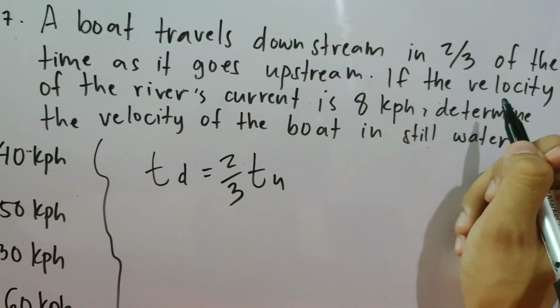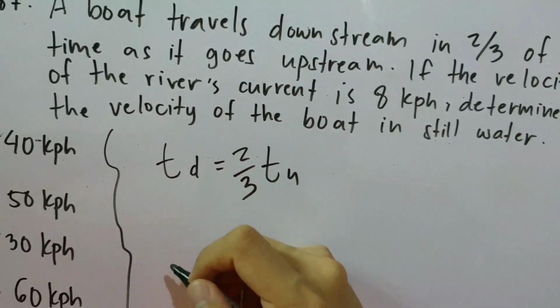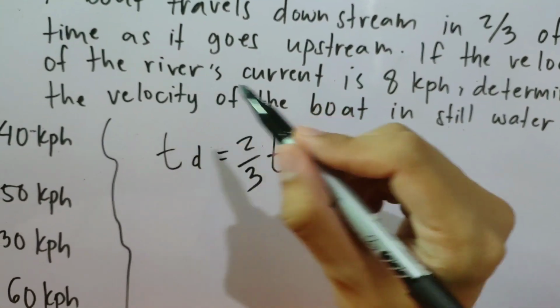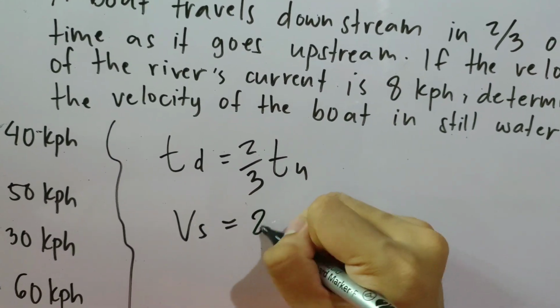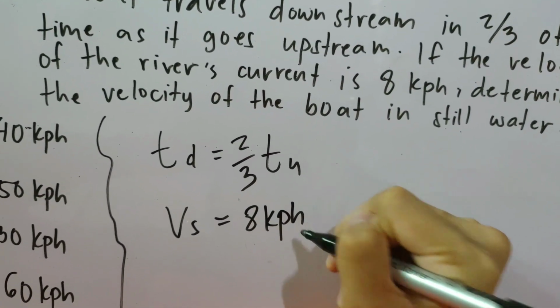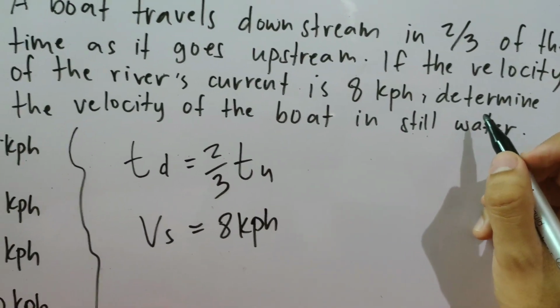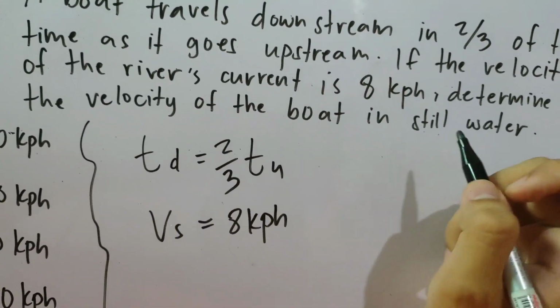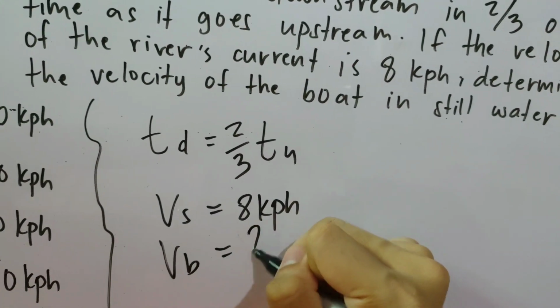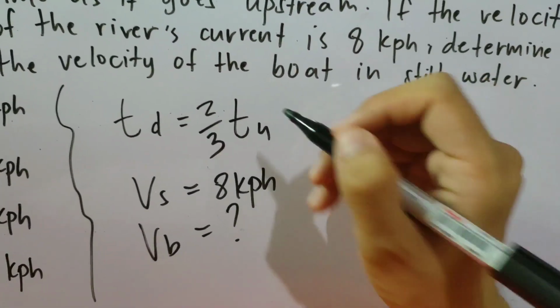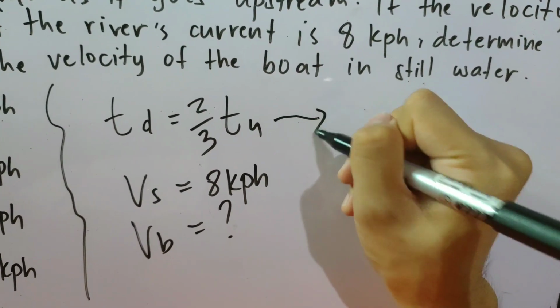Tapos, yung velocity daw ng reverse current is 8 kph. So, the same yan as the velocity of the stream or Vs. So, yung Vs natin is 8 kph. Tapos, ang hinahanap, determine the velocity of the boat in still water. Hinahanap natin yung velocity ng boat or Vb. So, ito yung equation na gagamitin natin.